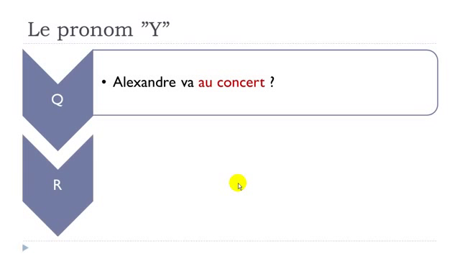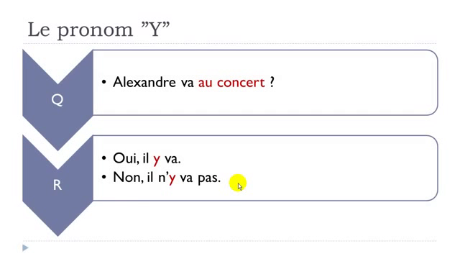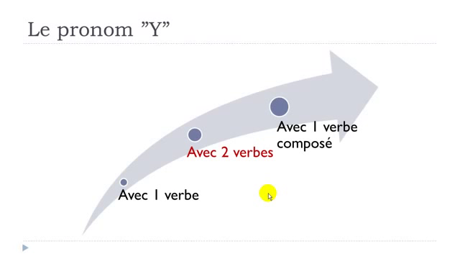Alexandre va au concert? Oui, il y va. Non, il n'y va pas. Okay, so no changes from what we saw previously. Okay, so before your verb, and then here, when you get the negative form, your "ne" is coming before the pronoun, and then your "pas" is coming after your verb. Okay? When you get two verbs now.